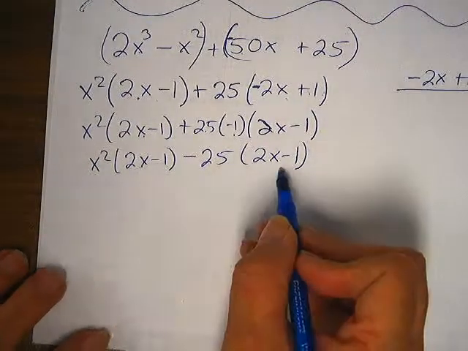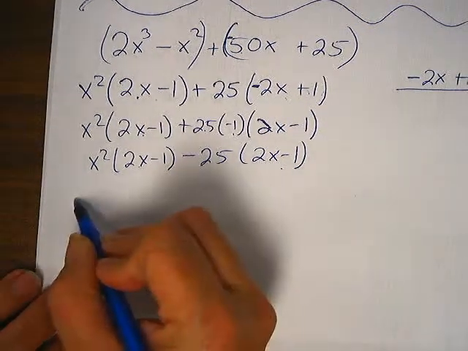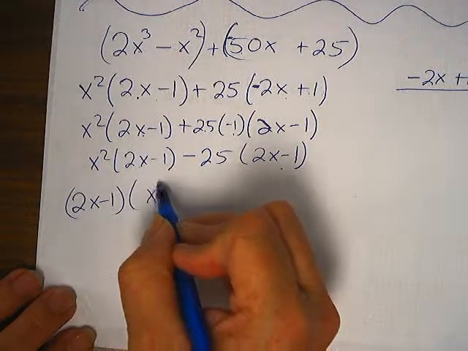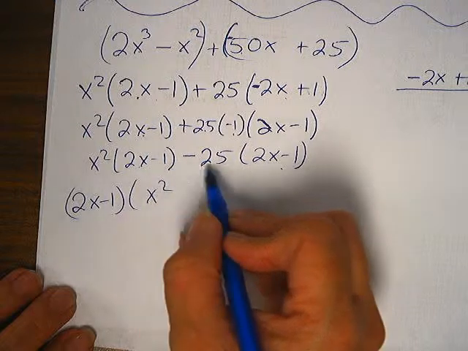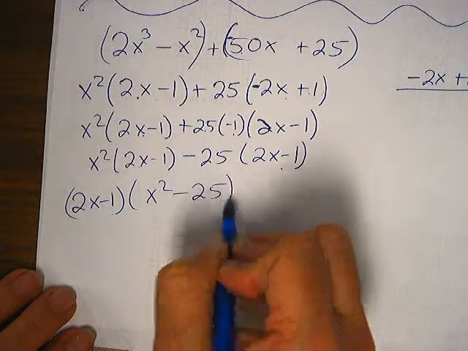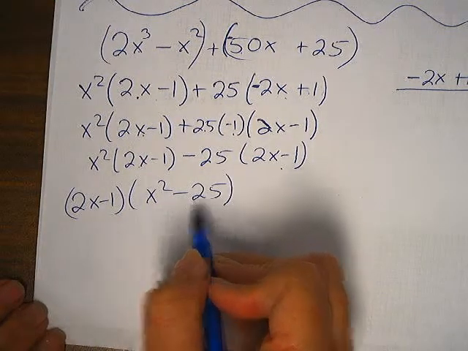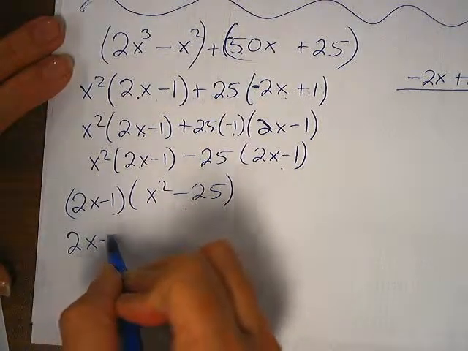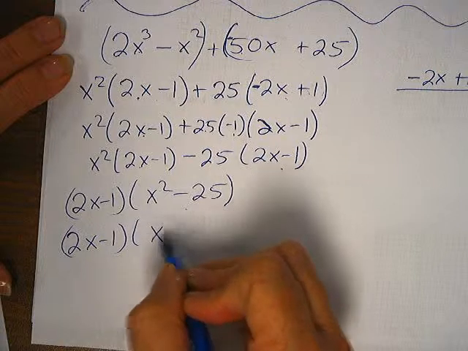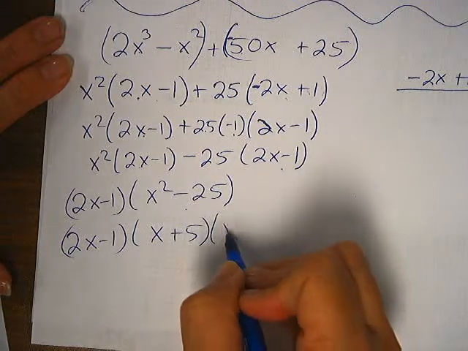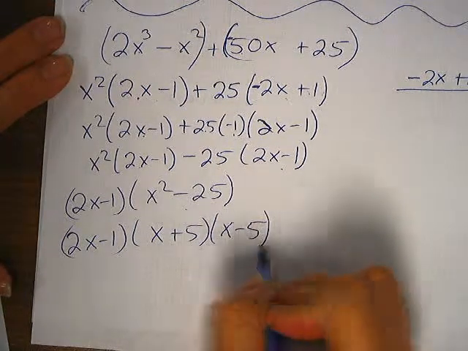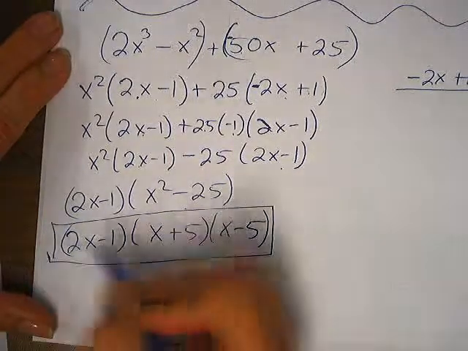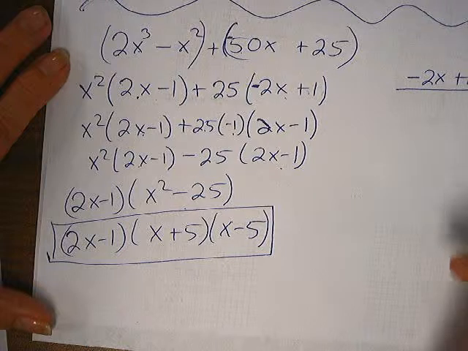And again, we notice we've got the same term, which was our goal. So we're going to factor out 2x minus 1, and we're left with x squared from the first term and a negative 25. Again, we've got the difference of 2 squares, so we take it one step further and break that down into the two factors x plus 5 and x minus 5. And there you go. There are the 3 linear factors of the cubic that we started with.